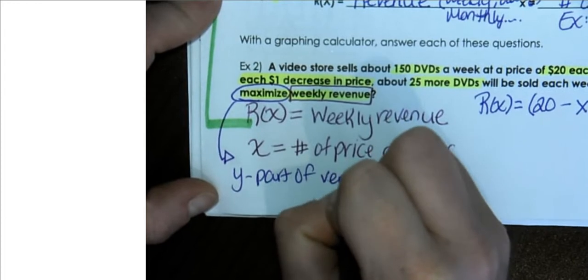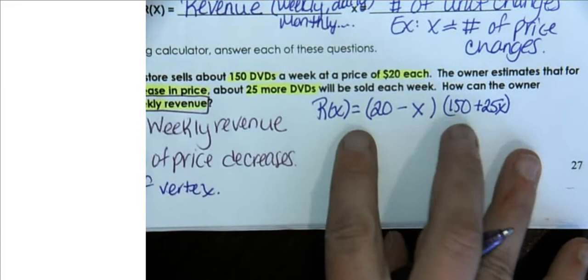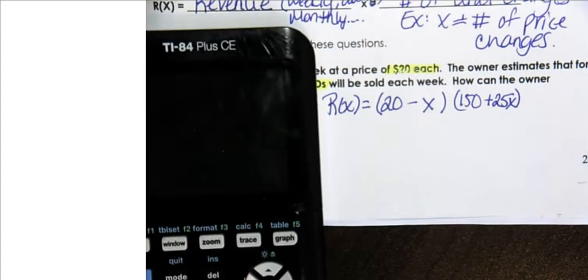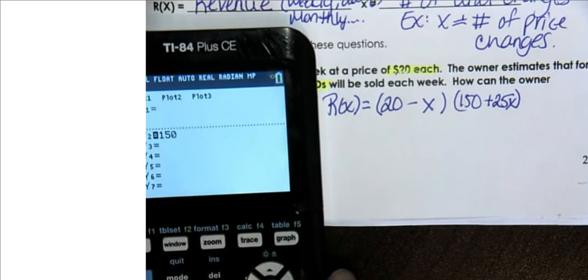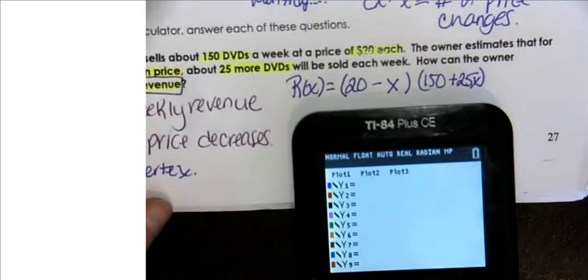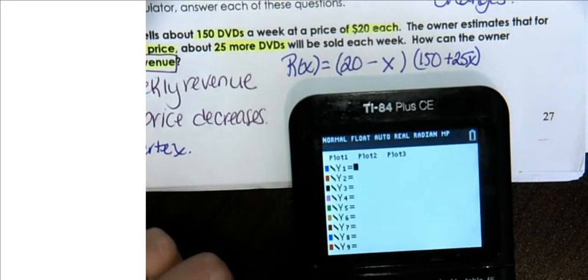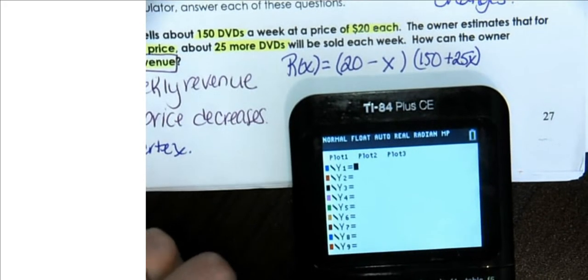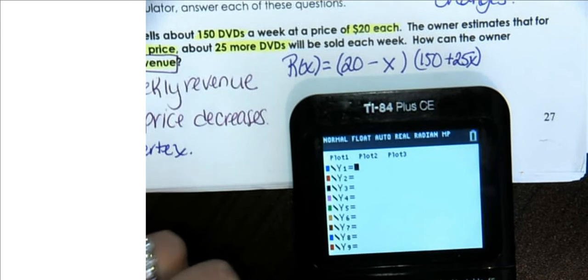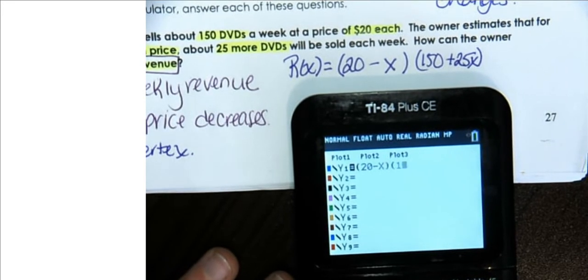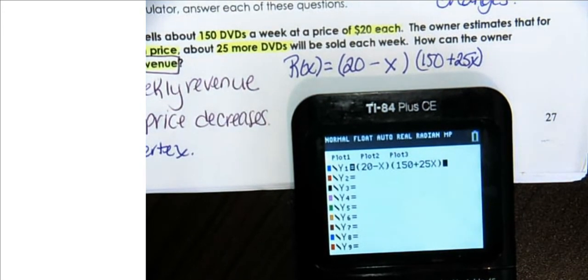So what we're going to do is put this function into our graphing calculator. I'm going to take out my graphing calculator, clear anything that I have in here, and put it in exactly as I see it, into Y sub 1. So I turn on my graphing calculator, clear out anything, and press Y equals. In parentheses, I'm going to put 20 minus x, close the parentheses, times 150 plus 25x, close the parentheses. From here, I'm going to look at the table.